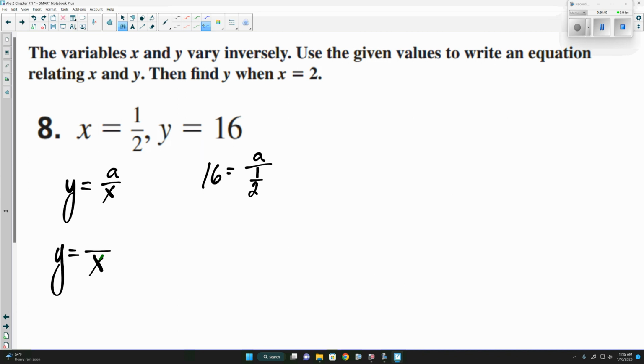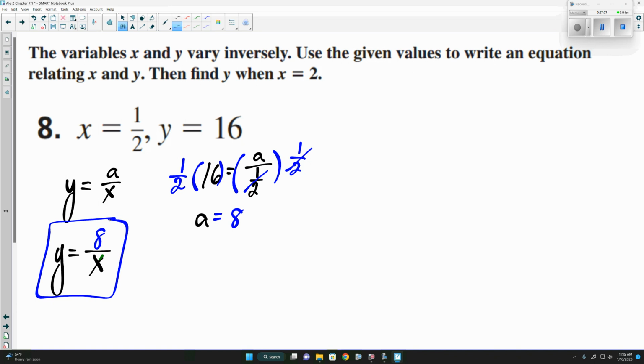So what can we do first for this here? Well, we can multiply both sides by what? 1/2. Because here the 1/2 and 1/2 will cancel out. Now we need to take 1/2 times 16. Half of 16 is 8. So y equals 8 over x is the equation.